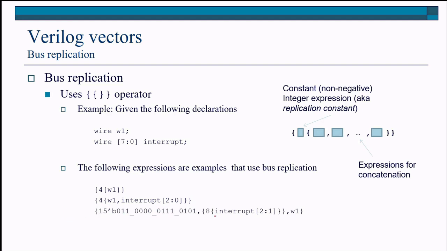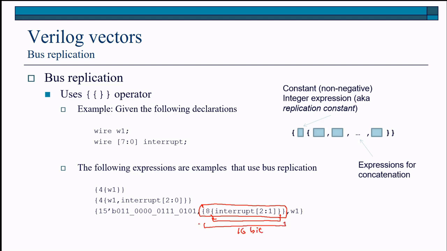And for the last example, our bus replication part is shown here. What we've got is the expression due to the concatenation first of all. So we've got interrupt[2:1]. We've just got a single expression for the concatenation, so that's a 2-bit value. And then we repeat that 2-bit value 8 times, giving us a 16-bit value.